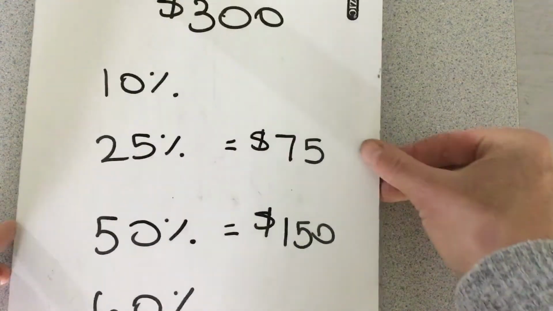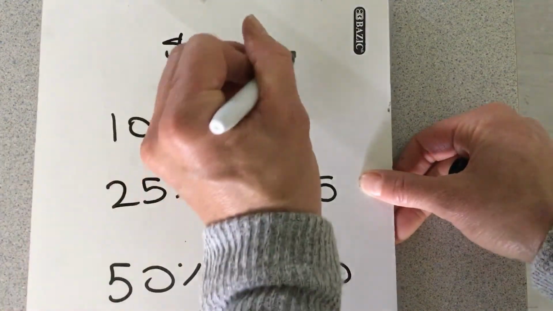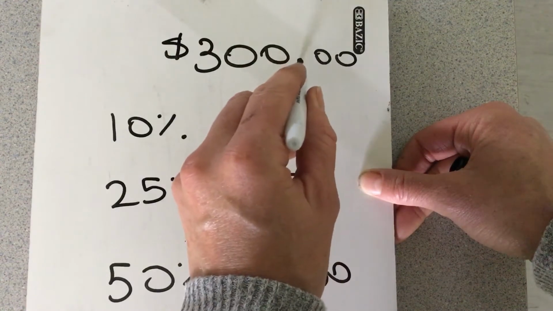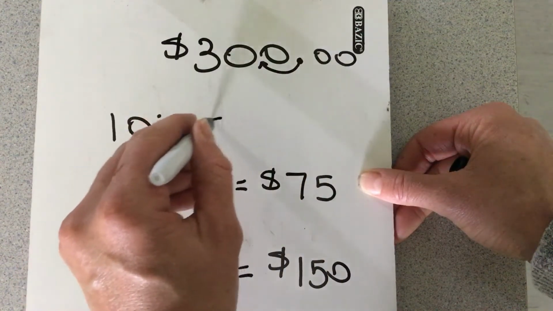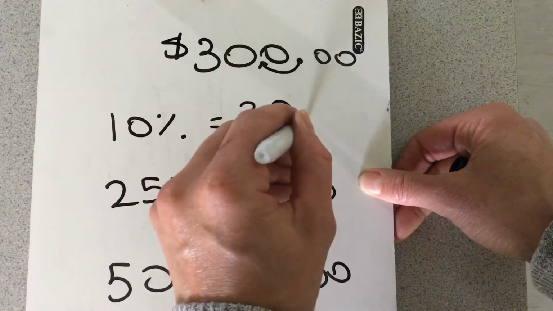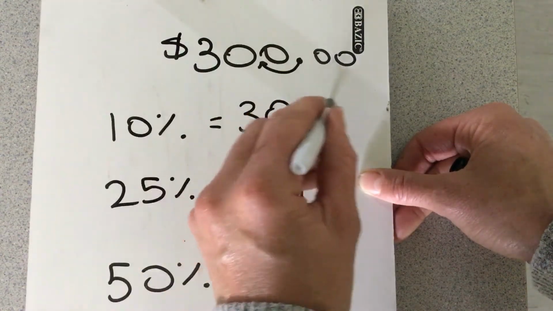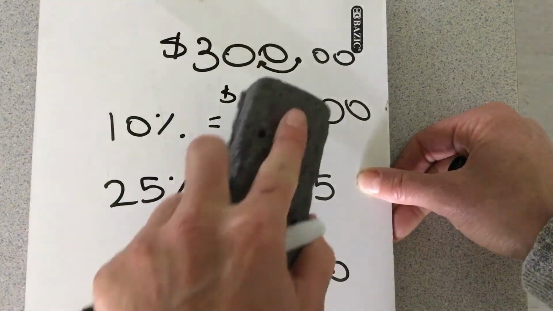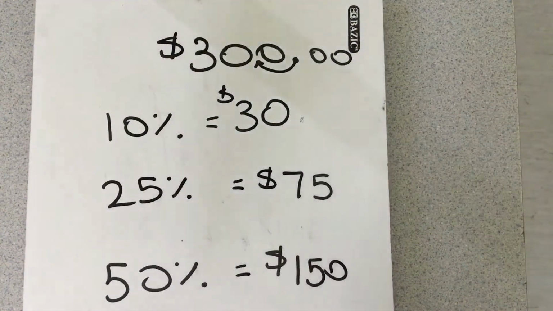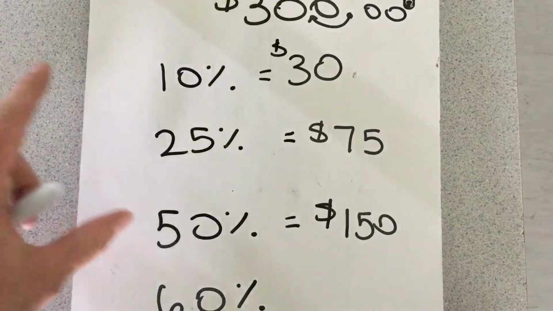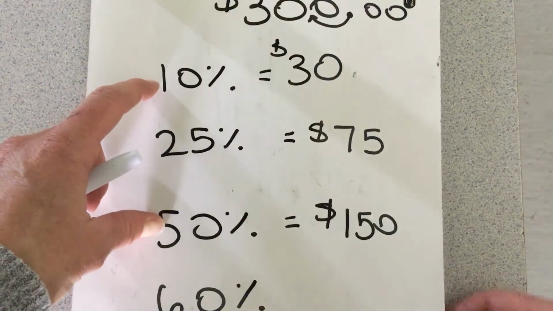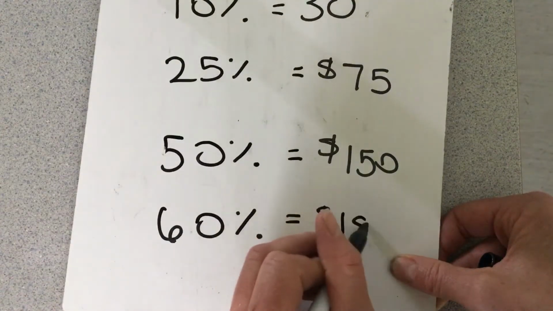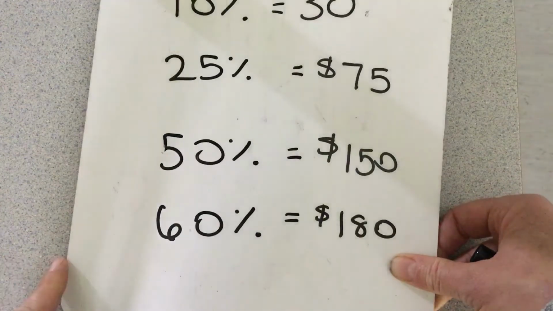Now to find my 10% off, $300 looks like that. It can also look like this. There's my decimal. I just move it one over, and that means now it is 30. I can put this afterwards if I want, or I could keep it like all the other ones. And now to find 60%, I combine my 50 and my 10, and I get 180%. Sorry, $180. I'm just trying to rush right now.